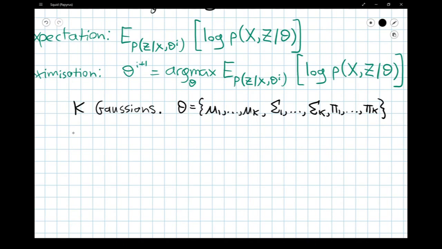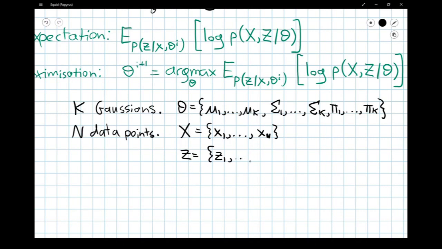And we're also going to say that we have capital N data points. So that means that our capital X is equal to capital N different data points. So each one of these is a black dot on the picture we drew earlier. And corresponding to each data point is a latent variable. So we also have N latent variables.